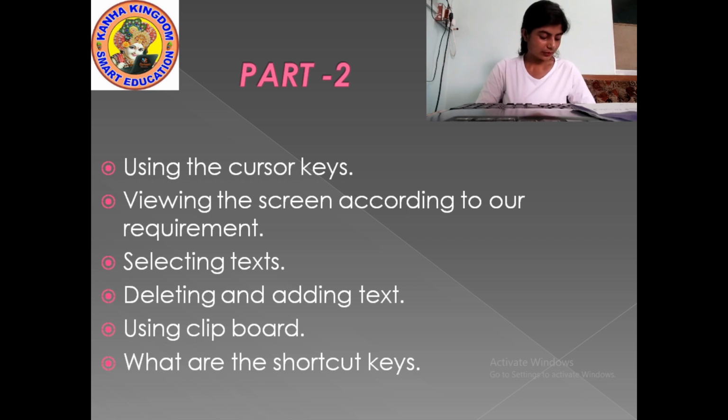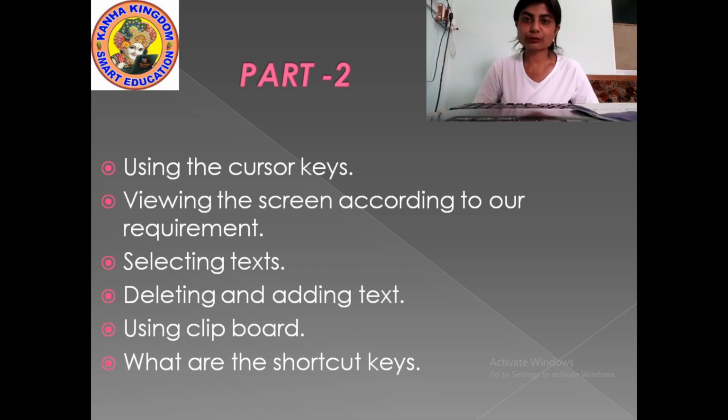Then you learned how to add text, isn't it? Click on the point where you would like to add text. Anywhere you would like to add text, you click on that point with the help of the mouse, and then you start typing from that point, okay. The required text will be added from that point where you have selected, okay.